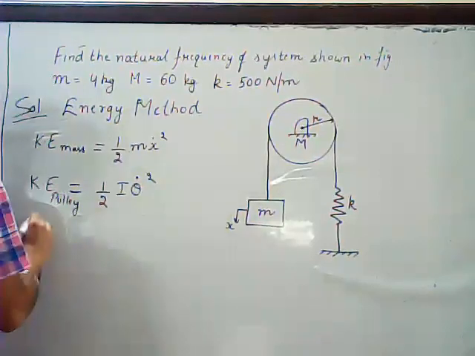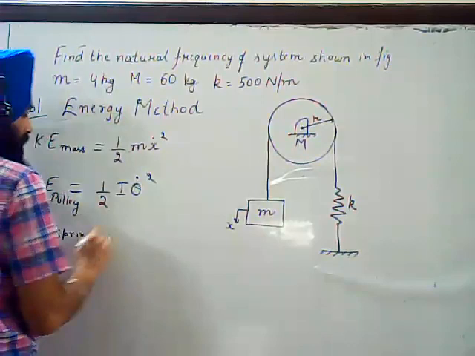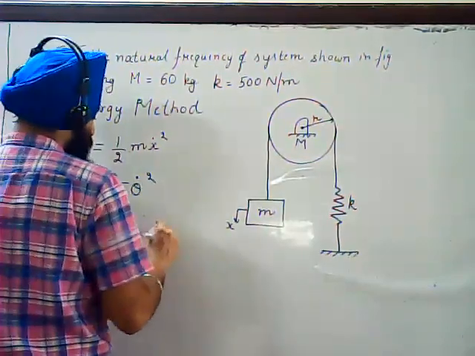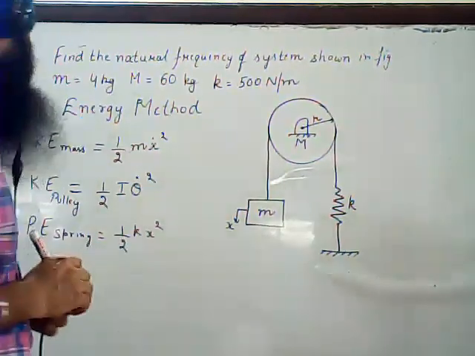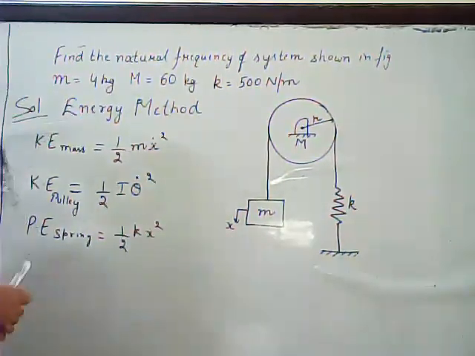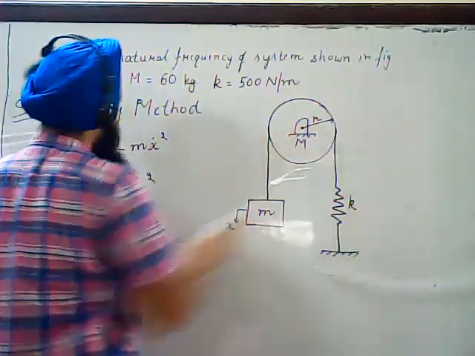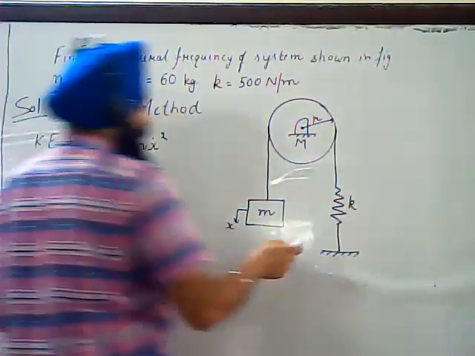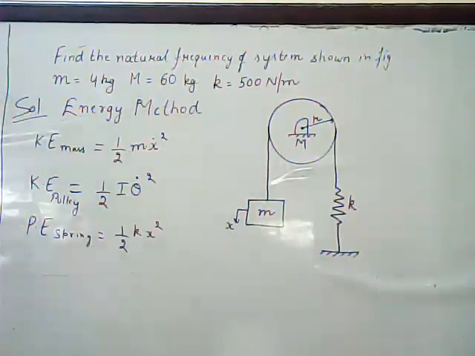Similarly, the potential energy of the spring will be equal to 1/2 into K into x square. The kinetic energy of the mass will be equal to half m v square, the kinetic energy of the pulley will be 1/2 into I into theta dash square, and the potential energy of the spring will be 1/2 into K into x square.